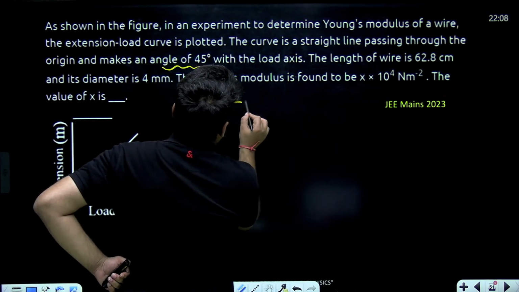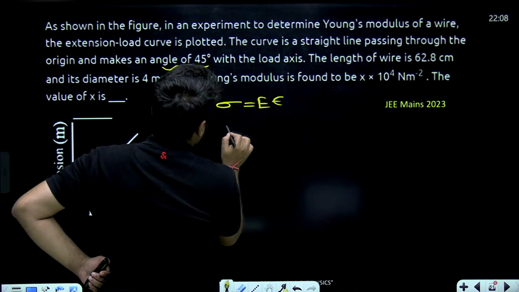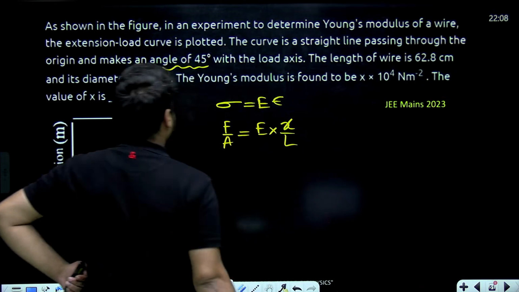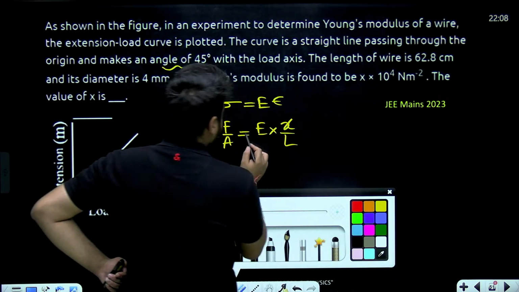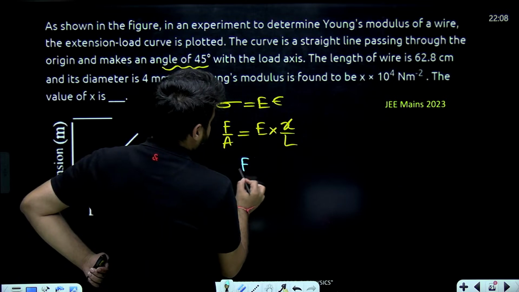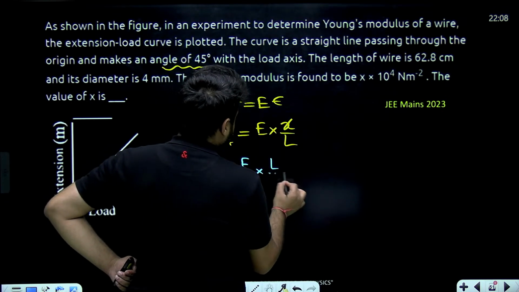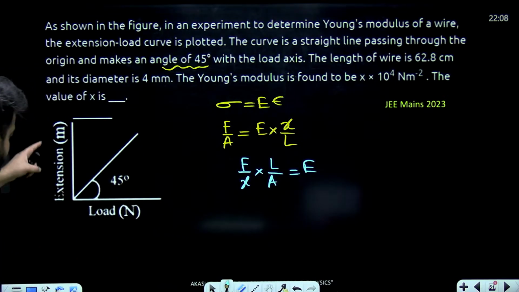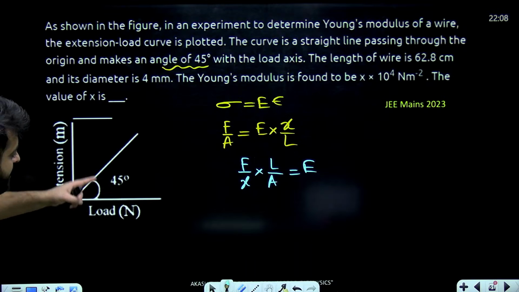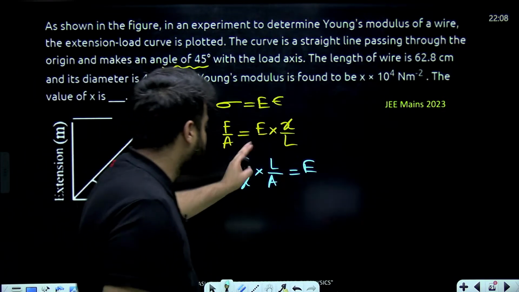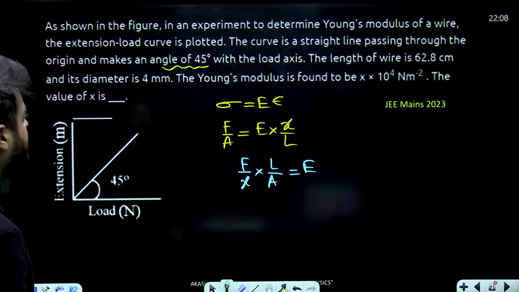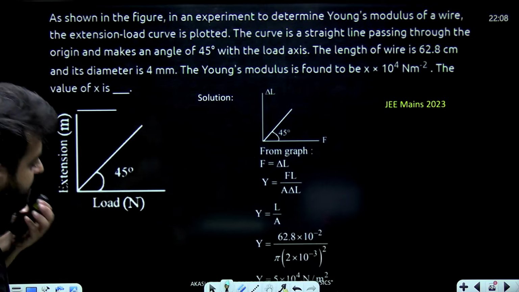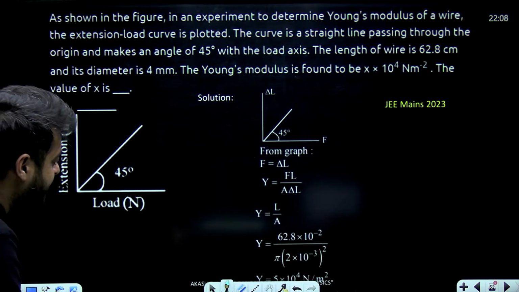So, stress is E epsilon. What is stress? Force per unit area, E. What is epsilon? X by L. They are saying that the F by X equation multiplied with L by A is equal to E. They are saying the F by X curve is given. This is F, this is X, 45 degree. So tan 45 is 1, finish. So this value is 1, done. L value is given to you. Okay, for area, radius is given to you. Just divide, you will get E value. Finish. Problem is done. So directly it is L by A.